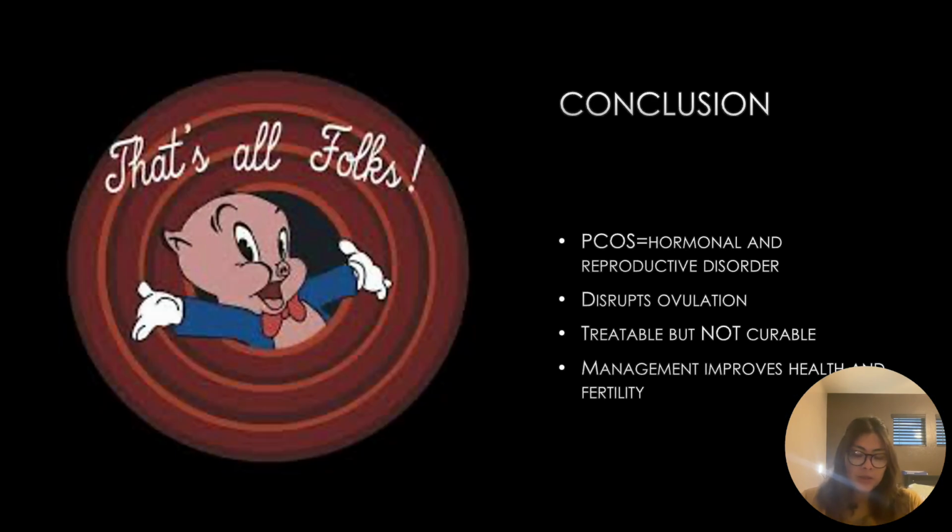So to conclude, PCOS is a hormonal condition that disrupts normal ovarian function, ovulation, and the menstrual cycle. It can cause symptoms like irregular periods, infertility, acne, and metabolic issues such as insulin resistance. While PCOS can't be cured right now, it can be successfully managed with lifestyle changes and medications. Early treatment can greatly improve fertility outcomes and long-term health.